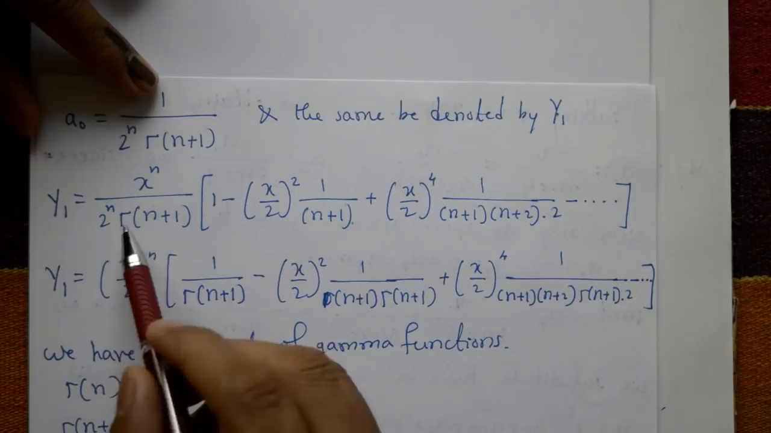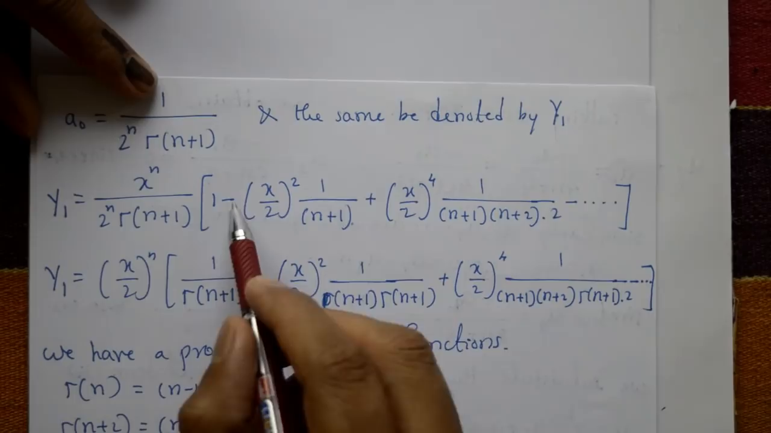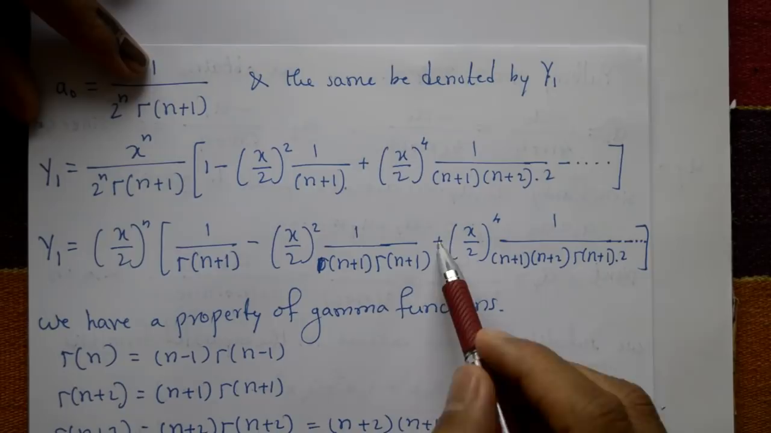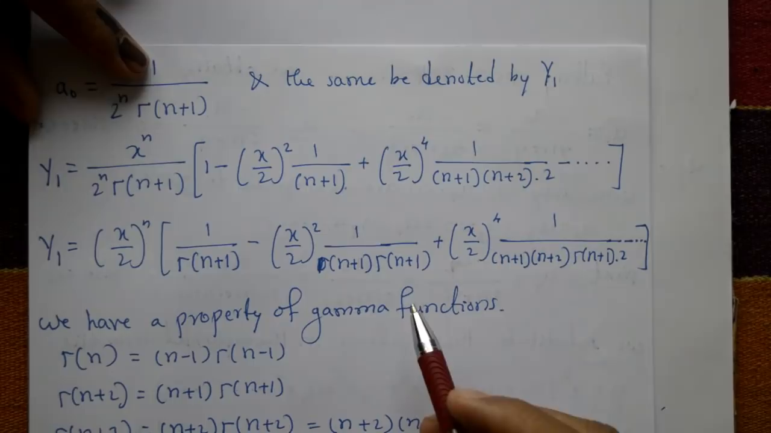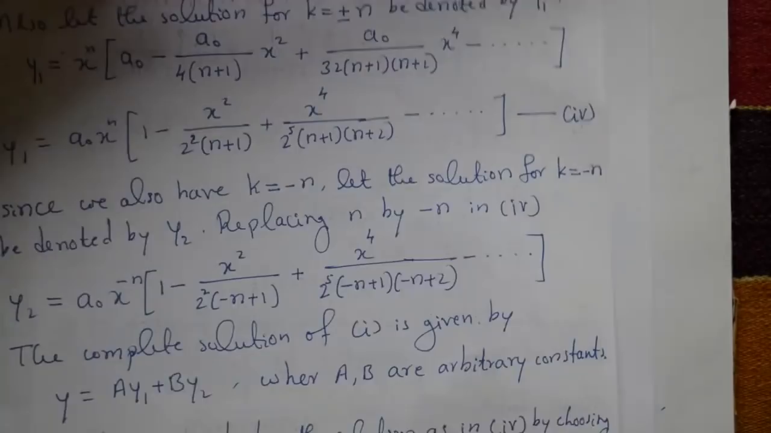Now gamma of n plus 1, take inside, means multiply each term. Now x by 2 raised to n, into 1 upon gamma of n plus 1, minus x by 2 whole square, multiplied by 1 upon n plus 1 into gamma n plus 1, plus x by 2 whole raised to 4, and multiply 1 upon n plus 1 into n plus 2 into gamma n plus 2 into 2. Now this is 2 raised to 4, and 1 upon 2 is there, that is 2 raised to 5. You split like this.